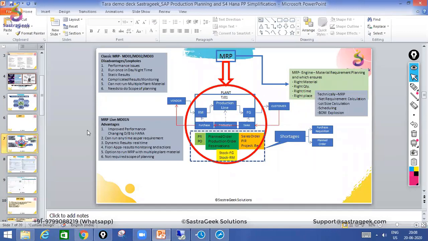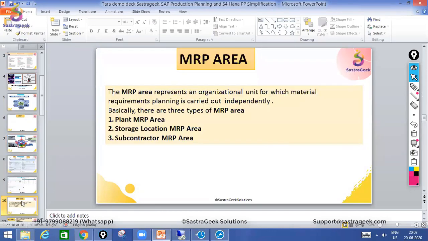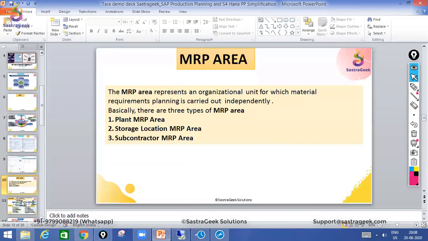Now, why do we require the storage location as a separate MRP area, and what is the meaning of that? We will go through one case study, or one example of a business requirement, and from that we will try to understand the difference between plant MRP area and storage location MRP area. Once you are okay with this difference, then you will easily understand the subcontractor MRP area. Once we discuss these things, we will go to the system and see how to configure this MRP area and what the differences are in MRP between ECC and SAP S/4HANA.